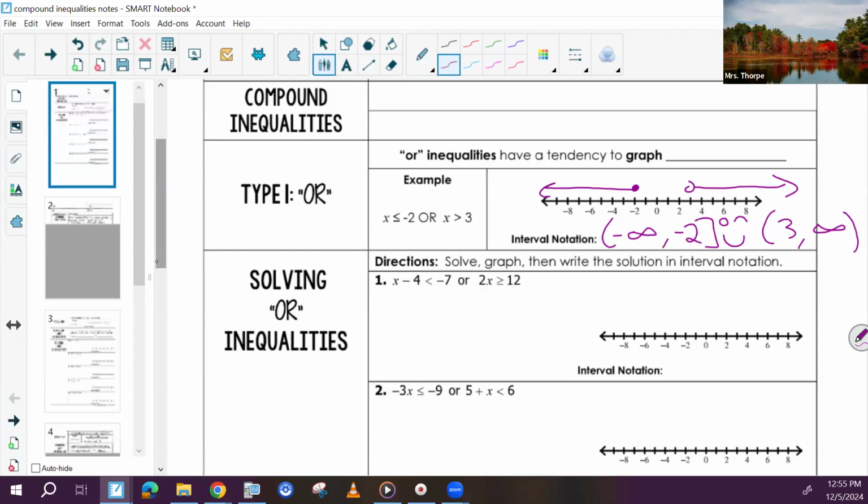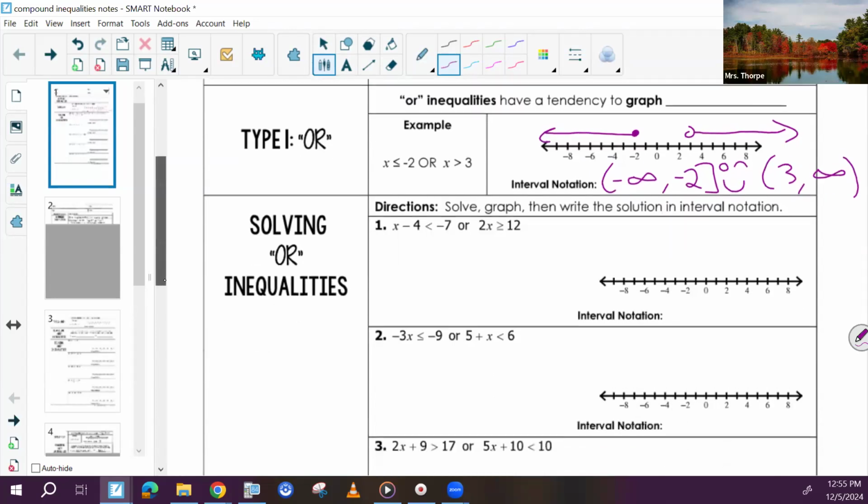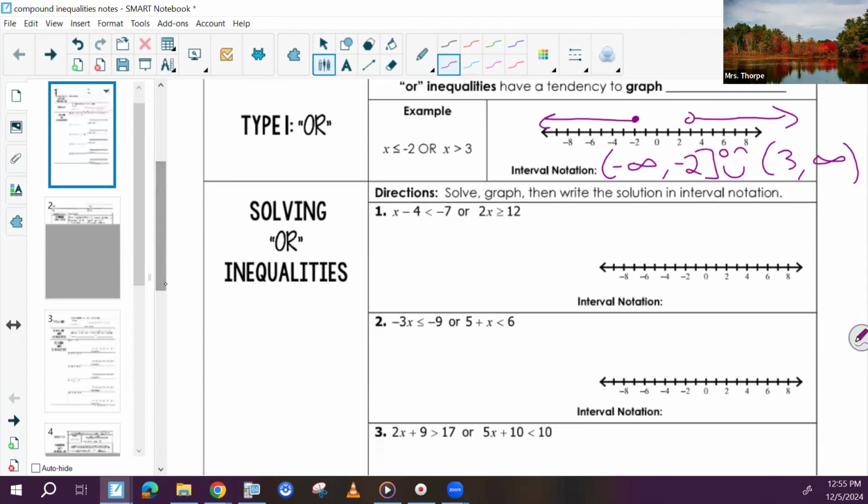Okay, now let's get into some of this. For this, you're going to solve these separately. You're going to do this and the other one separately. What you do to one, you don't do to the other. So how would I solve the one on the left? How would I get x by itself? Add 4 to both sides. So we have x is less than -3. And now that's by itself, so we're done with that one.